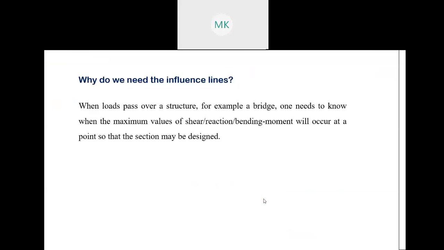So why do we need this influence line? When loads pass over a structure, for example a bridge, one needs to know when the maximum values of shear, reaction, and bending moment will occur at a point so that the section may be designed. This is the basic reason why we need to know this influence line, because by knowing this, we can easily say at what point in the structure, under what circumstances of that load, the bending moment and shear force will occur, and what the structure will look like, so that we can design accordingly.